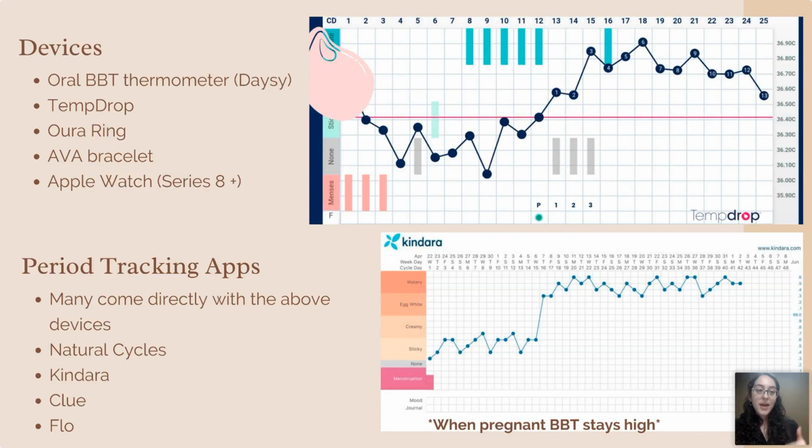And then there are devices now that you can wear that makes that a little bit easier for you, because it's going to take your temperature as you're sleeping and then give you that number in the morning. So there's Temp Drop, that's taking your axillary temperature under your armpit. There's the Aura Ring, which again is going to be a ring that you wear at night. There's the Ava bracelet, the Apple Watch Series Up can track. And then you can use a period tracking app in addition to those devices to track this information.